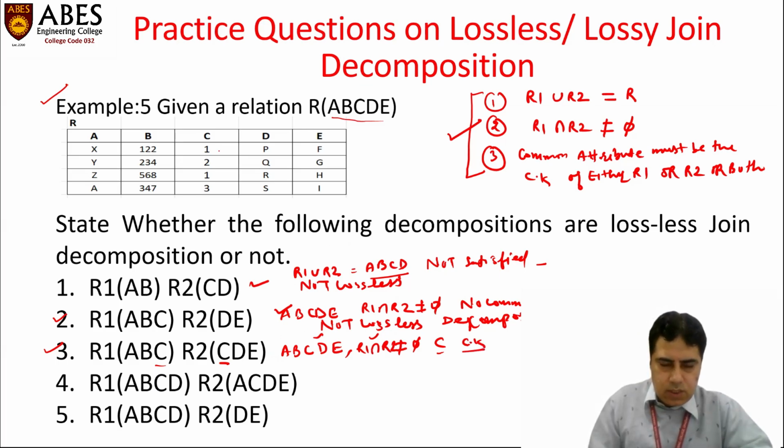So C should be the candidate key of either R1 or R2. Now check for C. Candidate key means no same tuples exist in the table. So the same value 1 and 1 exists for the C attribute. So we can say that the decomposition is not lossless because the common attribute C is not the candidate key of the table R.